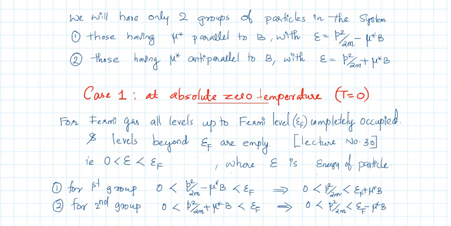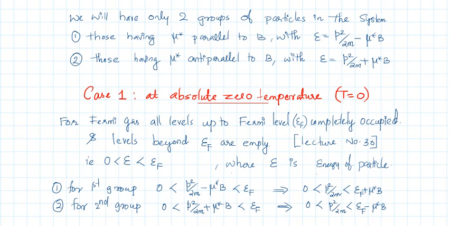First group of particles will have their energy p squared by 2m minus mu star B lying between 0 and EF. That is, the kinetic energy will lie between 0 and EF plus mu star B. For the second group of particles, the energy p squared by 2m plus mu star B lies between 0 and EF, so the kinetic energy p squared by 2m lies between 0 and EF minus mu star B.